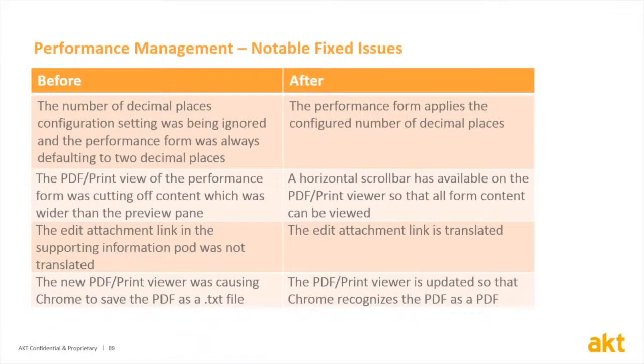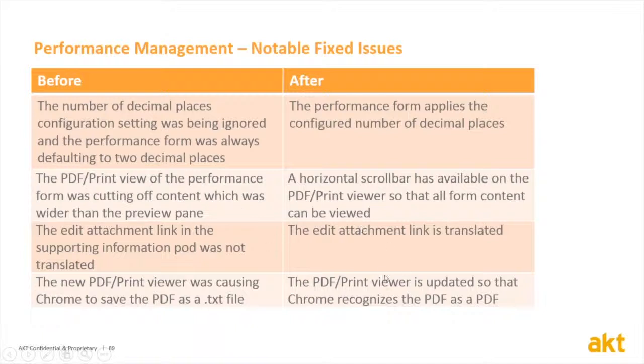Other notable fixed issues, the first one relates to people who are using calculated ratings, and that is that the calculated rating until now was always defaulting to only 2 significant digits. And now you can configure, well, you've always been able to configure it, but the system wasn't always responding to the number of significant digits being applied, and now the system will respond to the number of significant digits.